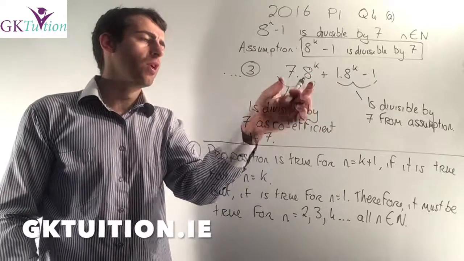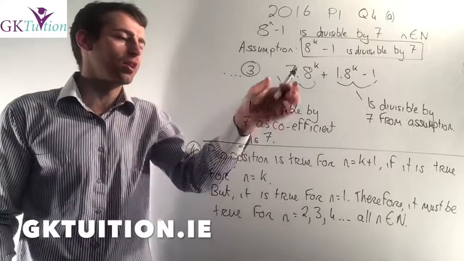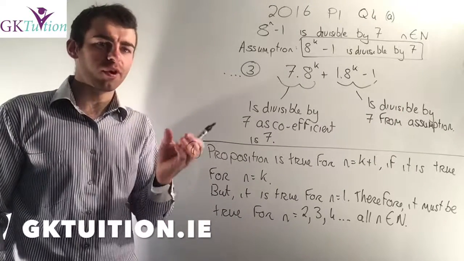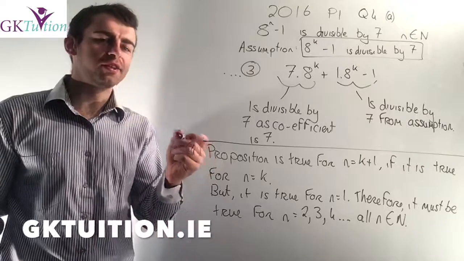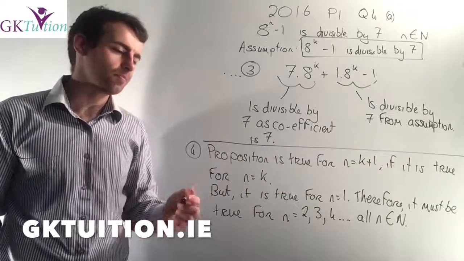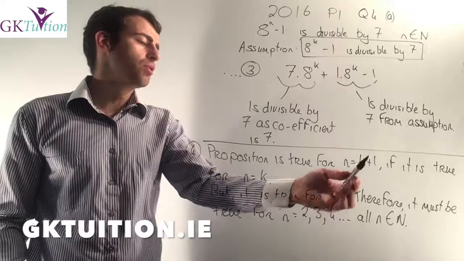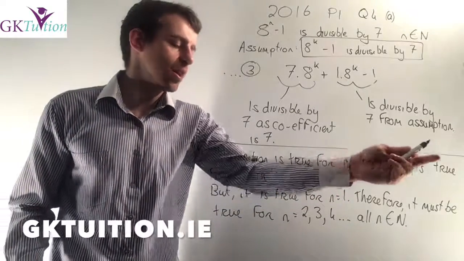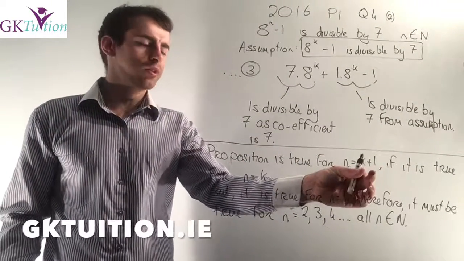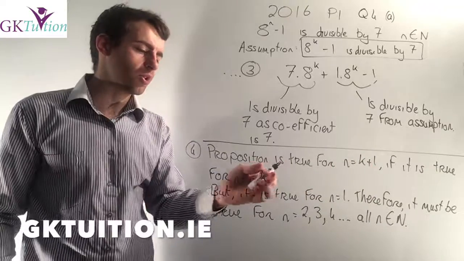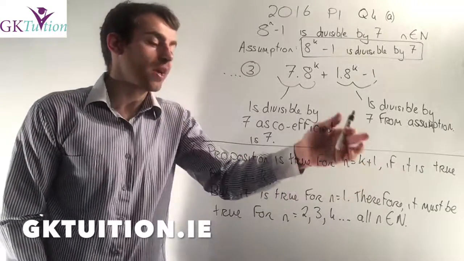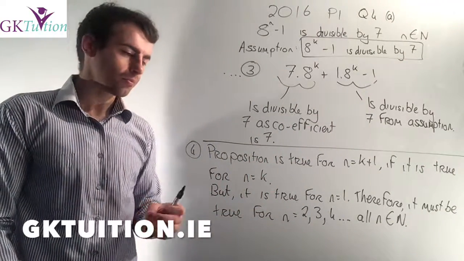I can just literally write it in English, and I can explain that. Now for part 4, I need to make a conclusion. And your conclusion in induction will more or less always be the exact same as this. So I can say the proposition is true for n equals k plus 1 if it's true for n equals k. So in part 3 I proved that it was true for n equals k plus 1 based on the assumption that it was true for the previous number. So I know it's true for this number if it's true for this number.